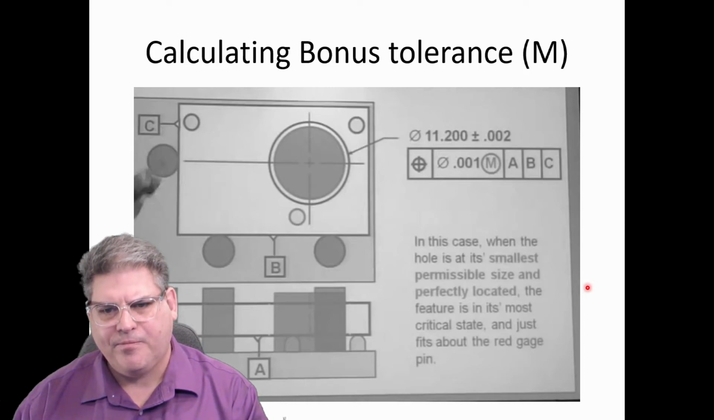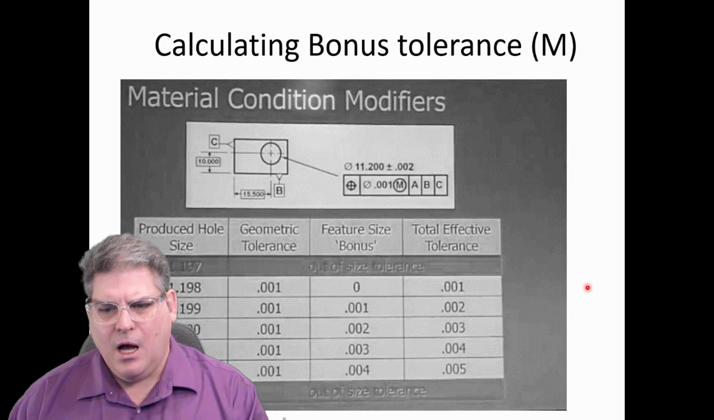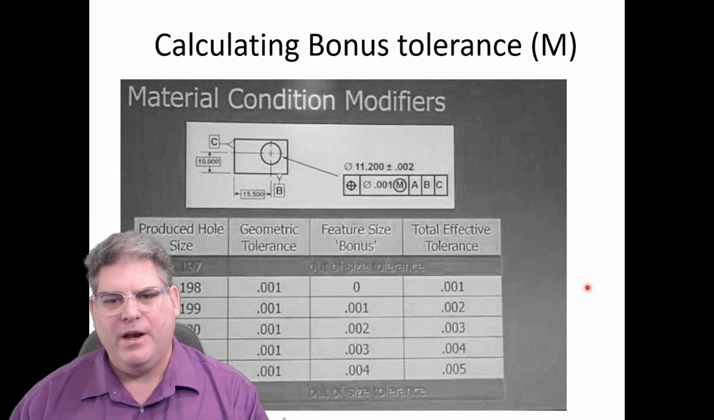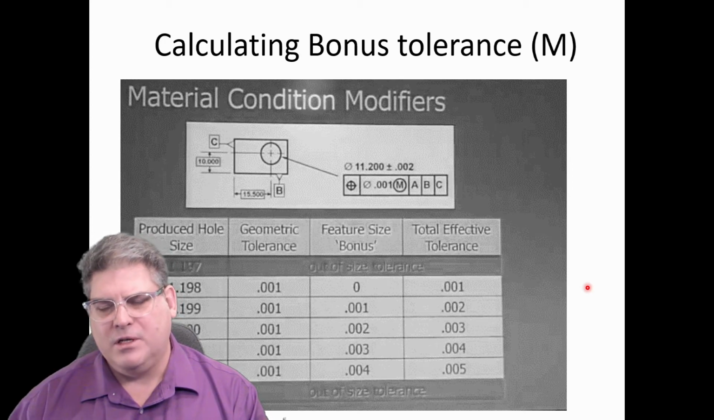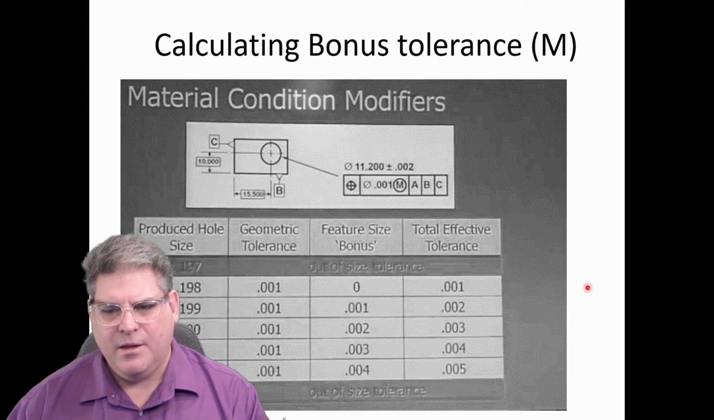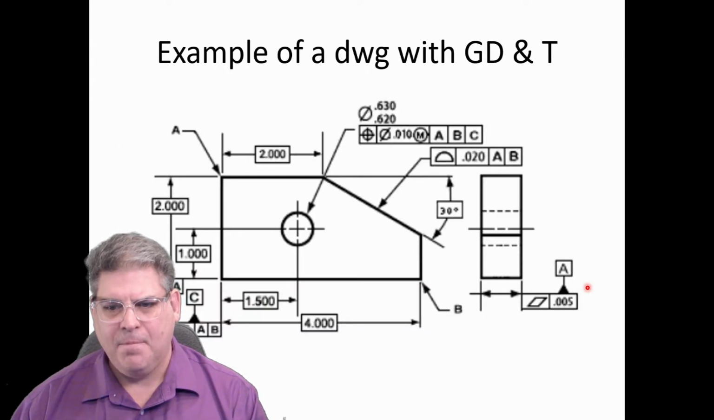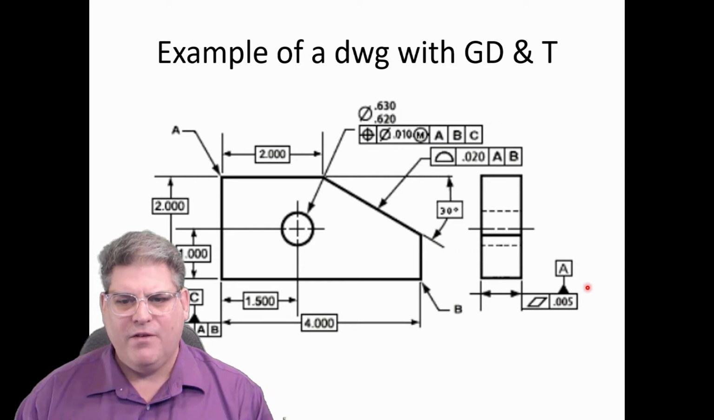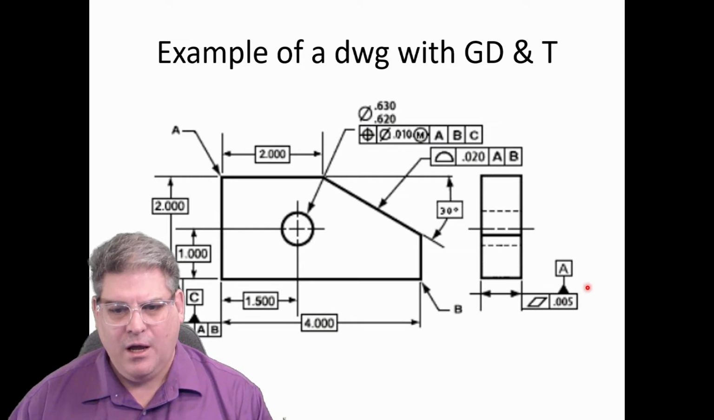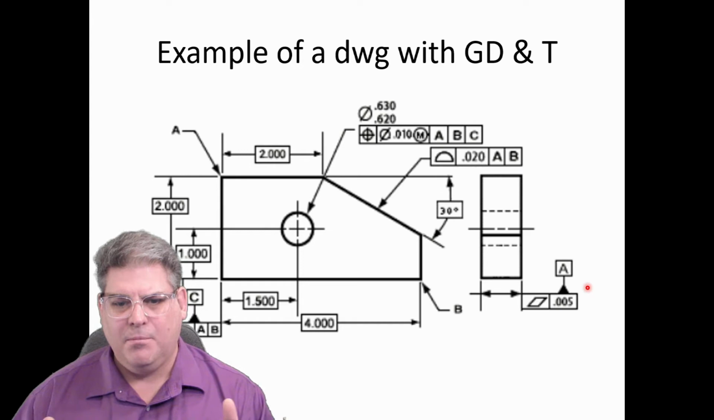Okay. There's a whole thing on calculating that tolerance, and we're absolutely not going to worry about it. But here is basically a chart of how you might go about looking it up. Okay. So perfect. Here we have an example of a fully dimensioned piece of geometry.